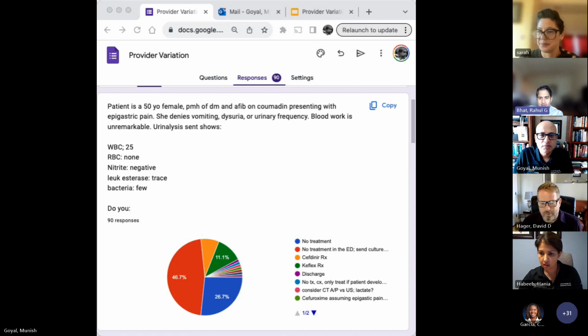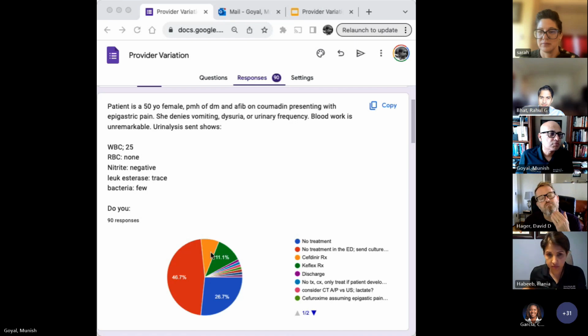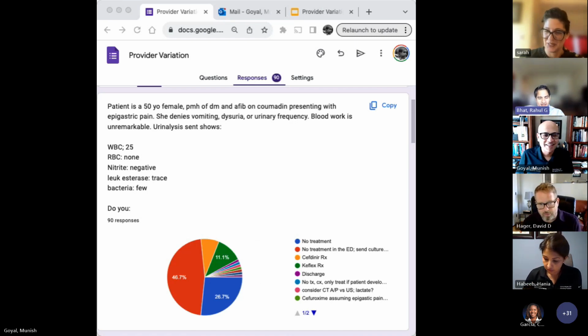Because I think the neat thing about this is that it's all over the place. So it'd be helpful to hear from people who are on the side of, when a test is abnormal, you need to do something about it. Because I think that's a common driver of what makes people feel like they need to culture or treat or something along those lines. So I don't know if anyone responded on the side of no treatment in the ED, send the culture, or start antibiotics for this patient. And again, this is a no judgment zone. We just want to hear the thought process that drives some of this practice variation.